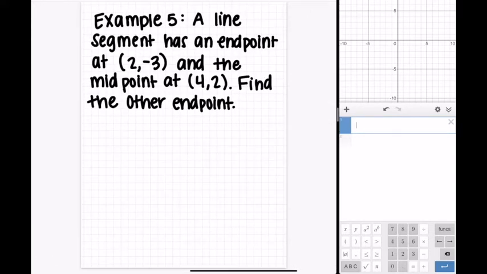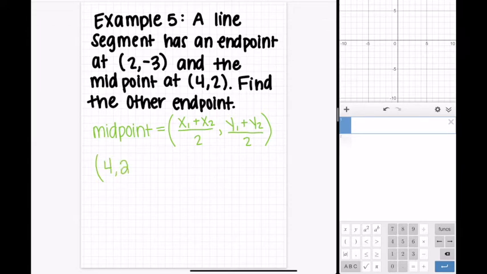In example 5, this one's a little different. It tells you that the line has an endpoint at 2, negative 3, and the midpoint at 4, 2. Find the other endpoint. So if the midpoint is equal to... okay, well, we know that our midpoint is 4, 2. So 4, 2 is... but we don't know x2.